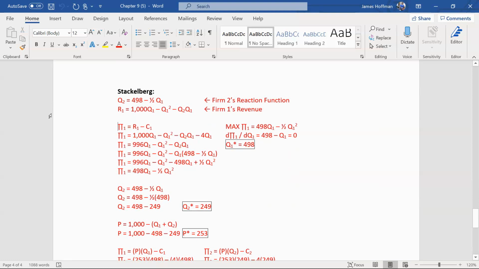Alright, so the first thing we want to do is the leader first, which is maximize profit for firm 1 by integrating firm 2's reaction function into firm 1's profit maximization problem. First we need to define profit, which is revenue minus cost of firm 1, R1 minus C1. You already got R1 right there, so we'll put that in: 1000 minus Q1 squared minus Q2 Q1, and then all you have to do is subtract the cost function, which is 4Q, so it's 4Q1.